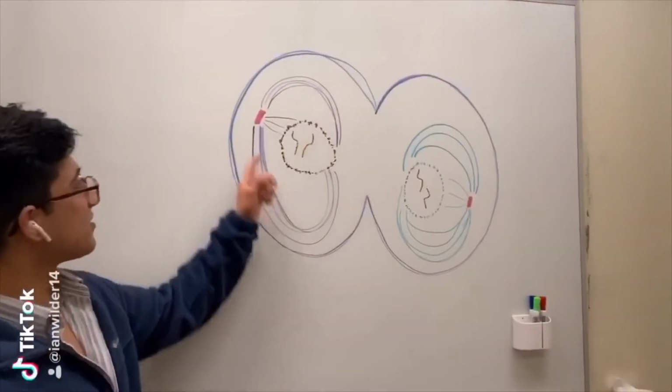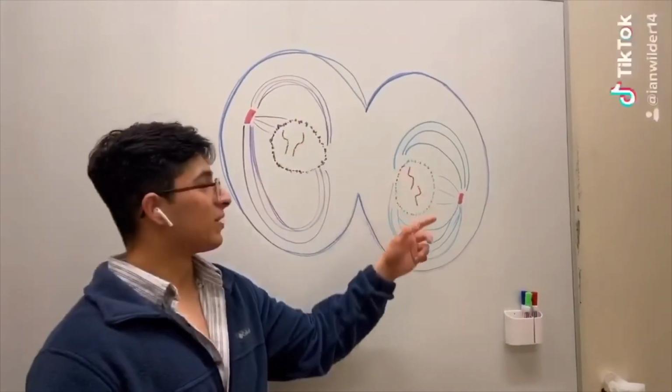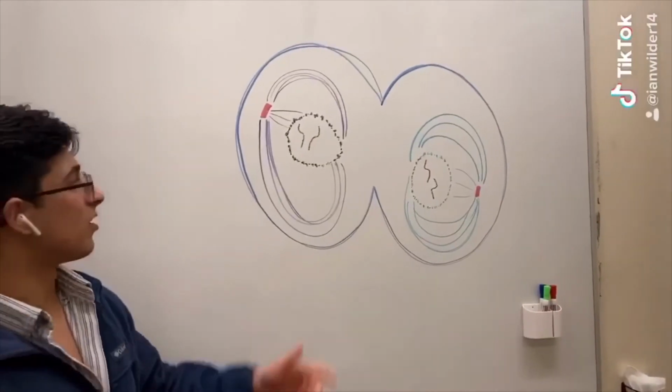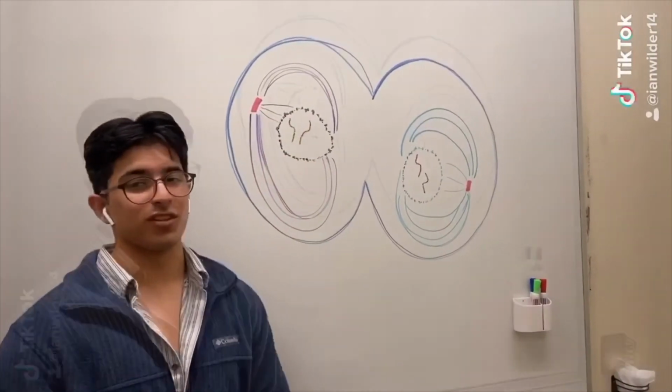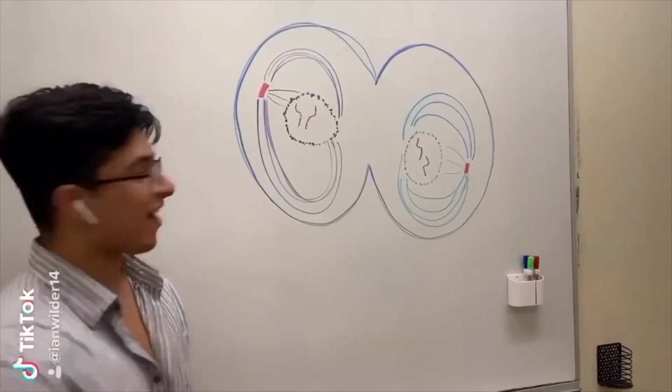As you can see, the spindle fibers here and here begin to depolymerize and turn into monomers, which create these nuclear envelopes surrounding the chromosomes. And later, they'll become the nucleus. And this concludes telophase. Now, moving on to cytokinesis.